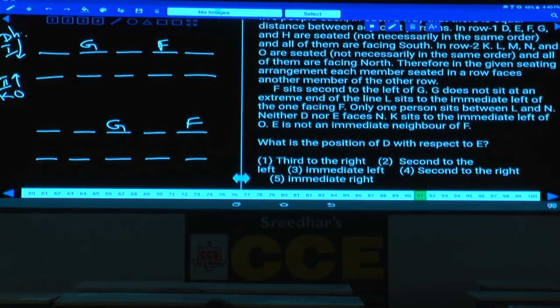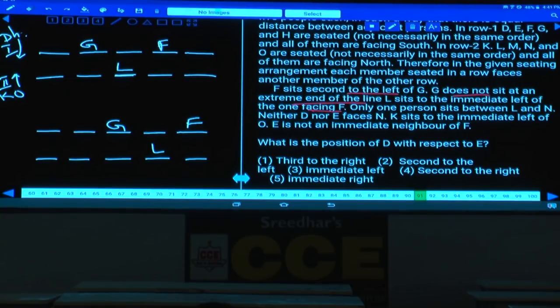F sits second to the left of G, and G does not sit at any extreme end of the row. L sits to the immediate left of the one facing F. Immediate left of the one facing F, hence L must be at this place.